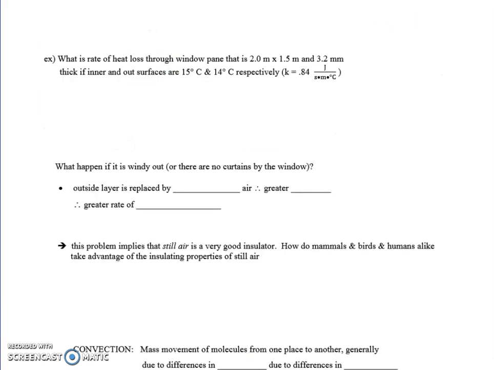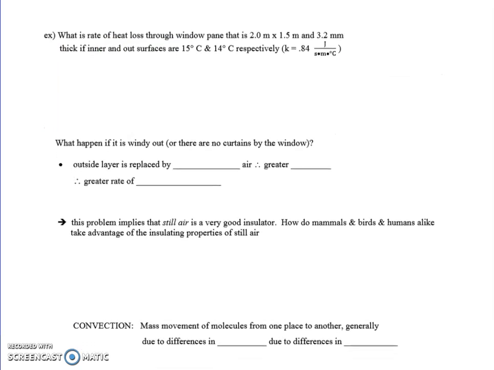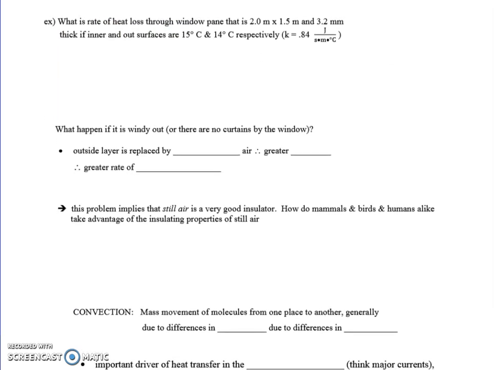All right, so let's do a problem. There's certainly nothing obvious about this problem. Okay, what is the rate of heat lost? So we want H dot through a window pane that is a certain area. There's a certain thickness, L. And if the inner surfaces are at the following temperature, and we're given a K value, the conductivity of glass to be 0.84.